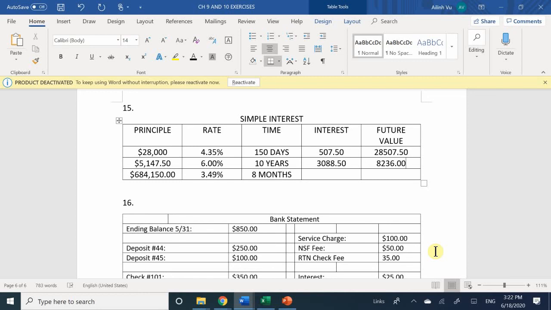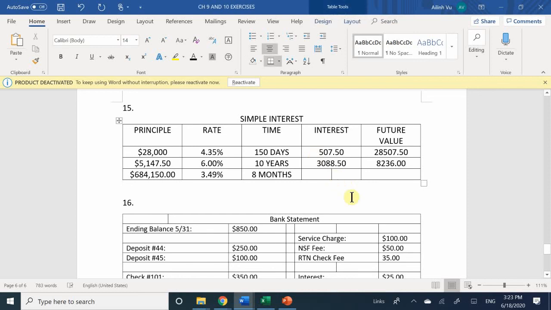So this is 8 months, not 8 years. Oh, 8 months, that's right. Time is always going to be valued in years, so we need to convert the 8 months into years. Divide that all by 12. I got 15,917.89. Yes.